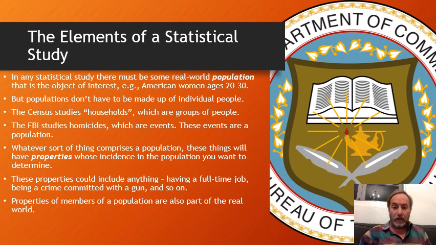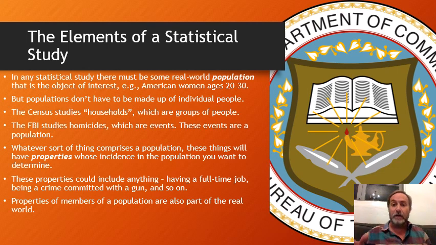Okay, so let's start from scratch. What are the basic elements of a statistical study? If we want to look at a population, we want to know something about that population, and we're going to do that by taking a sample. What are the parts? This is some terminology we need. You're used to the real world part of a model. Here, the real world part is the population that is the object of interest.